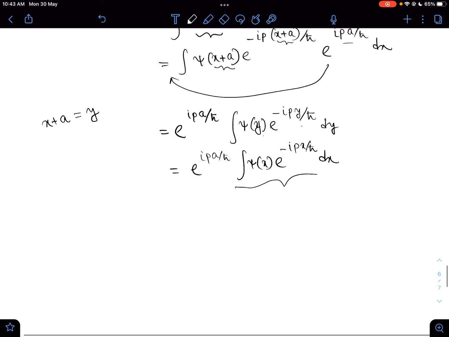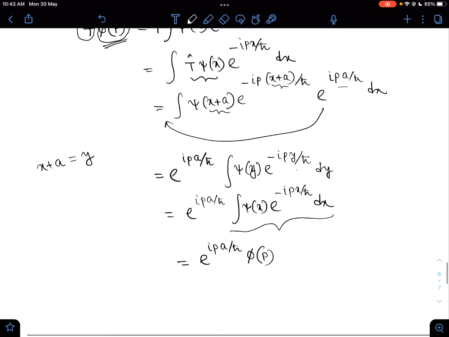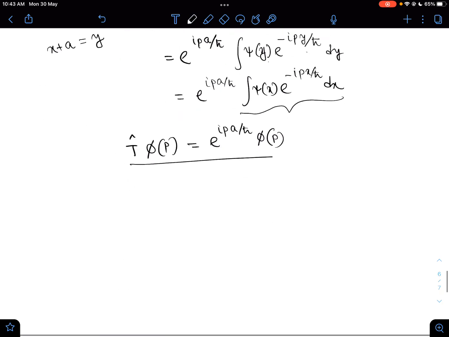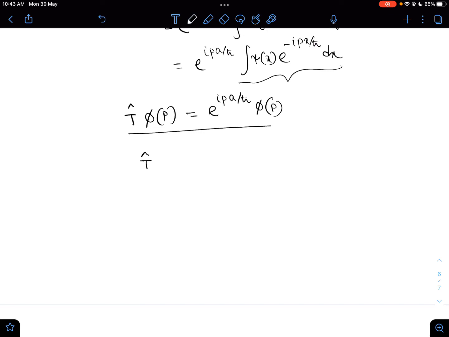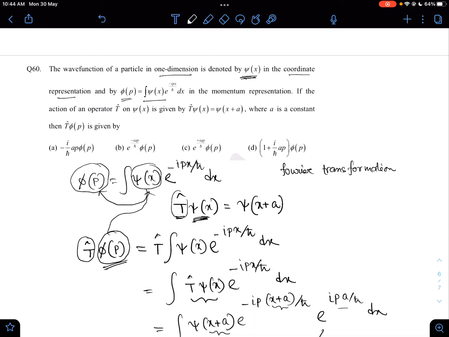But what is this? We know that it is our phi p. So we are operating this operator on phi p, and we are getting this. So what is this T operator in momentum space? In momentum space, it is e to the power ipa by h cut. So what will be the answer? We have e to the power ipa by h cut phi p. So this will be our correct answer.